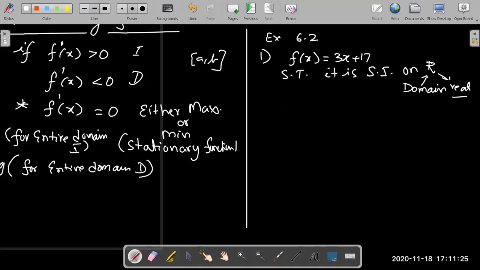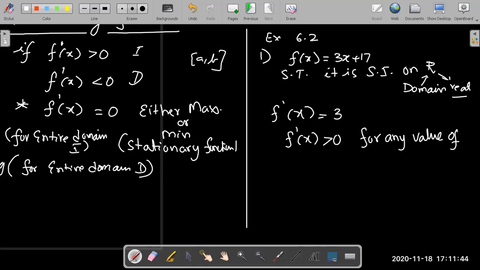So how do we do it? First, f dash x. How much is f dash x? It is 3. So f dash x is greater than 0. Why? It is 3 for any value of x belonging to R. Let x be 0, 1, 2, 3, whatever, f dash x doesn't change because it's a constant and it's greater than 0. Therefore, it is strictly increasing over R.